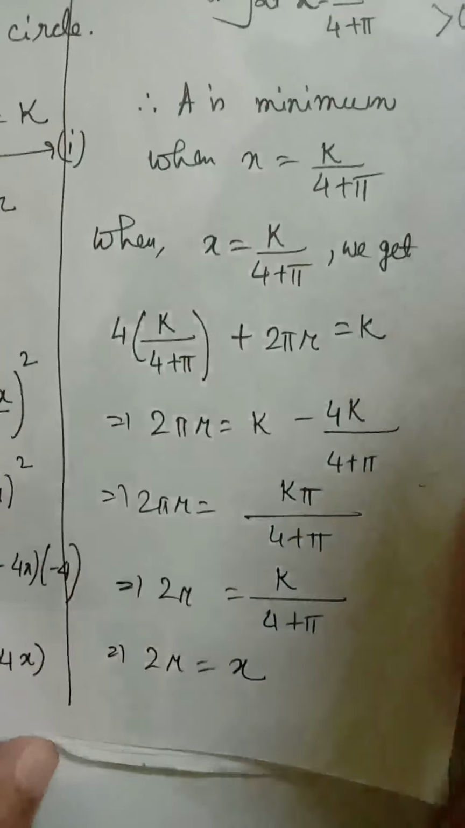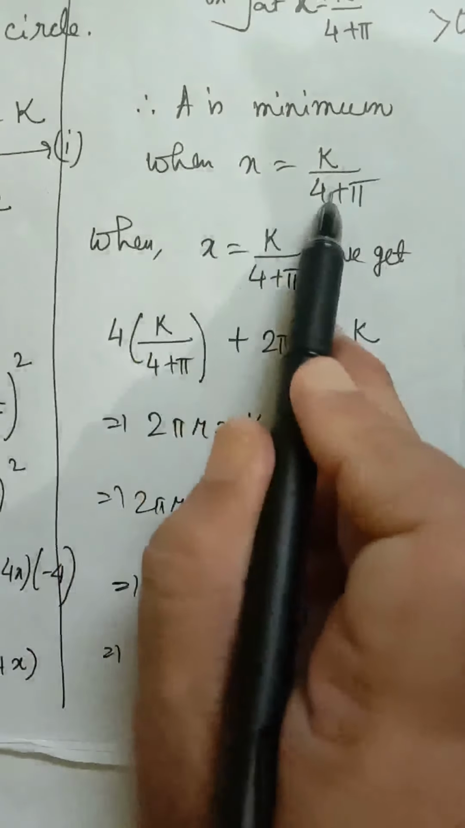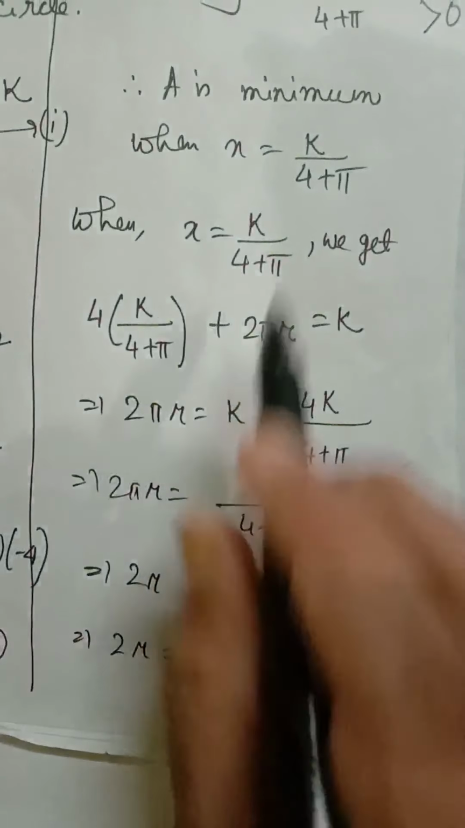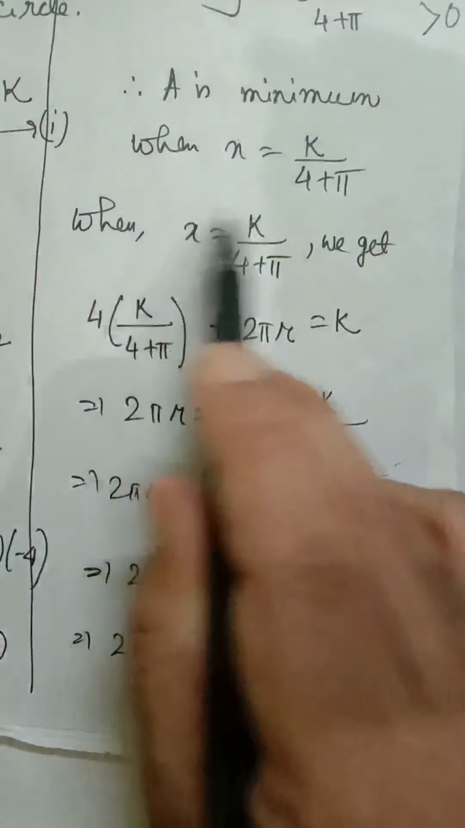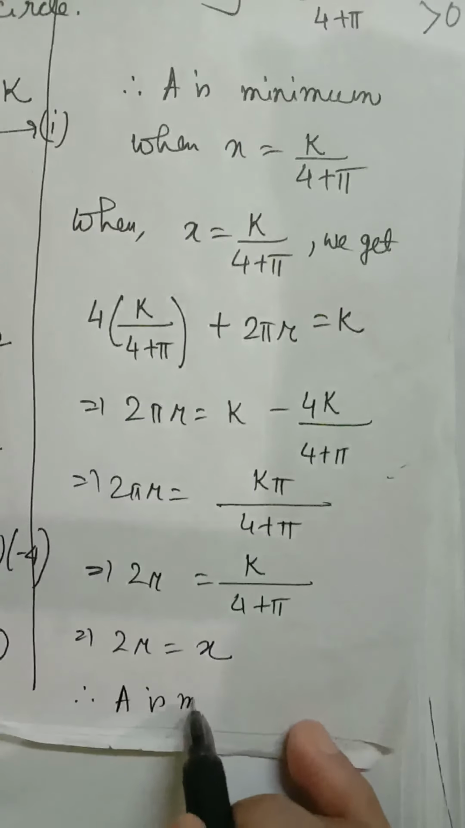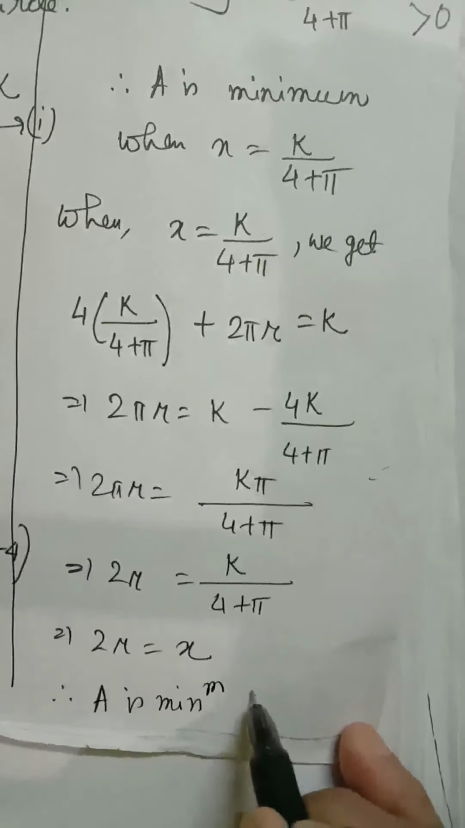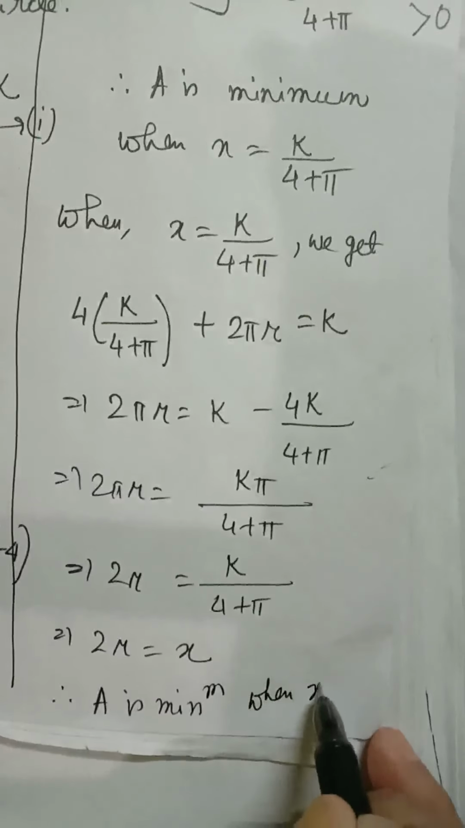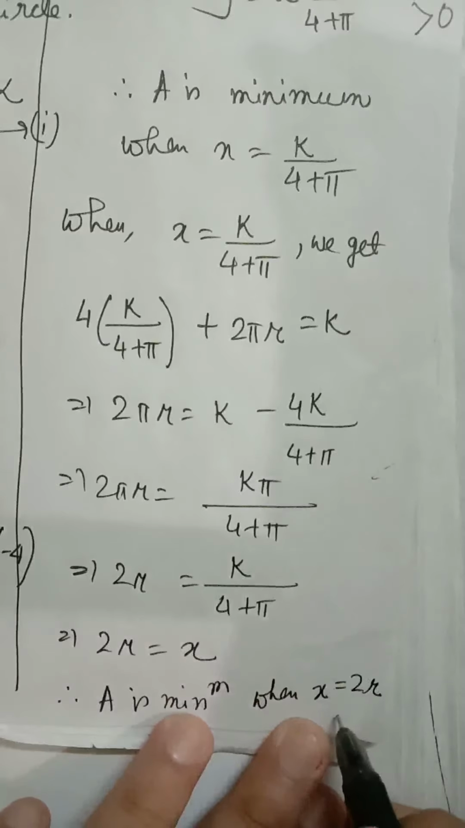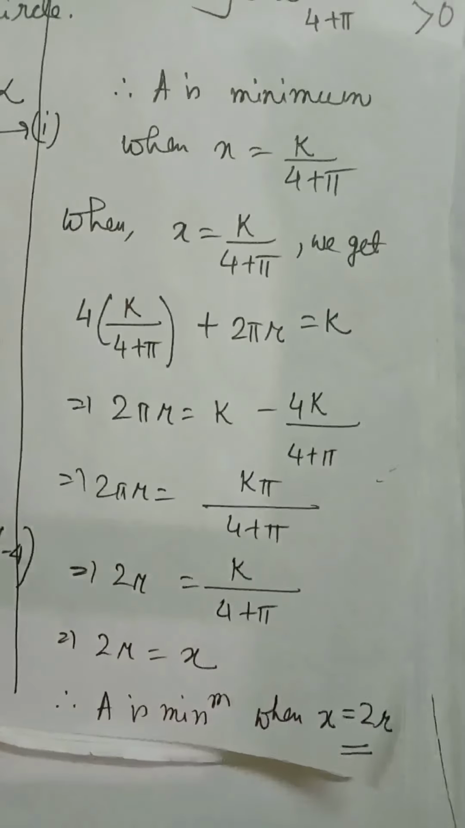So what we have proved, A is minimum when x equal to this, and when x equal to this we will get x equal to 2r. So A is minimum when x equal to 2r. Therefore A is minimum when x, meaning the length of the side of the square, is equal to twice the radius of the circle, x equal to 2r.